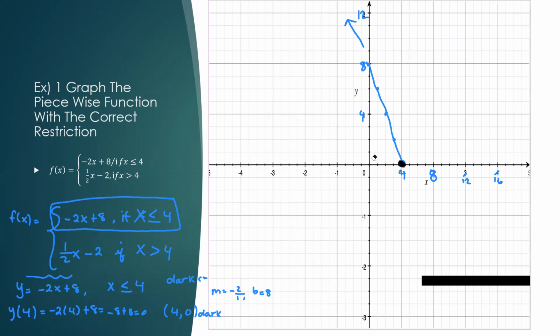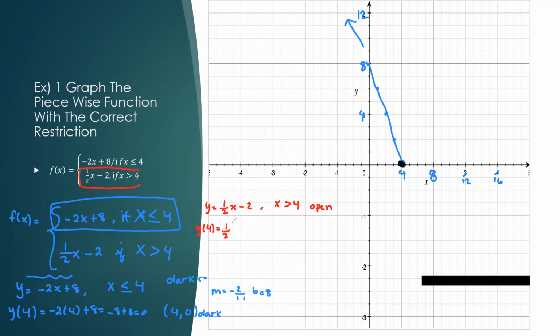Now let's graph the other one, and let's use red. So we're going to graph this. What kind of graph is this? 1/2 x minus 2, if x is greater than 4, it is a linear line. So y equals 1/2 x minus 2, where x is greater than 4. Is this going to be an open circle or a dark circle? This is going to be open because it doesn't have that equal sign. So first let's plug in the x value 4 and figure out what the y value is, because that'll be important.